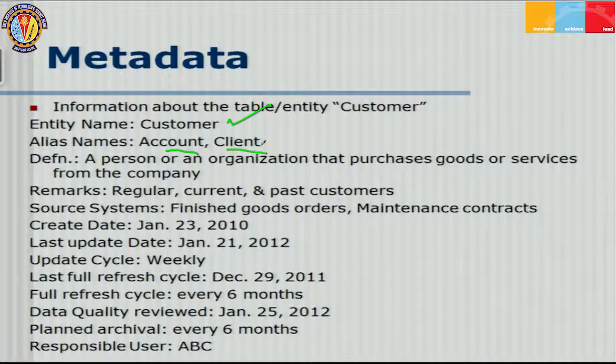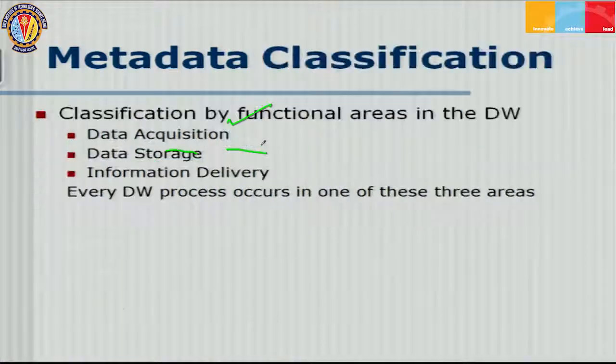The date of creation is also stored, and the last update date is also stored. The update cycle is also recorded, and the last full refresh cycle was on December 29th. The full refresh cycle is every 6 months. The data quality review was done on this date. Planned archival is every 6 months, and the responsible user for this particular entity is ABC. This kind of metadata you can typically find in the data warehouse for entities like customer.